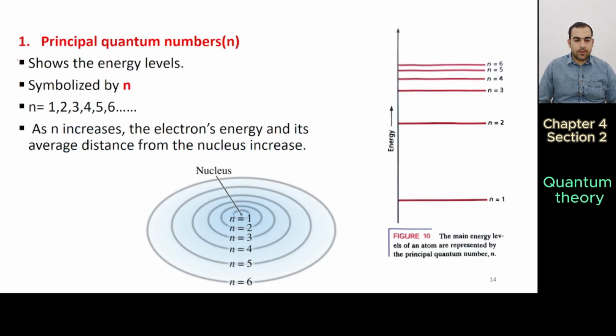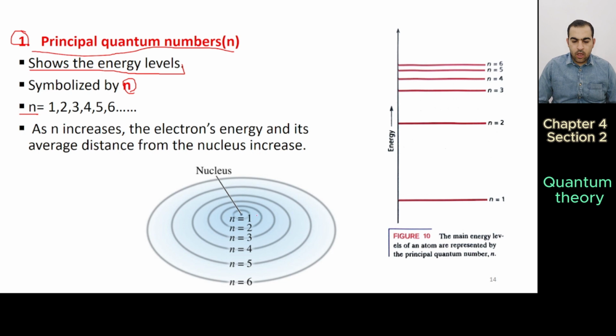Principal quantum number, the first set of numbers. The principal quantum number shows the energy levels. They describe energy levels. They are symbolized by n. n equals what? 1, 2, 3, 4, 5, 6. The number of energy levels.